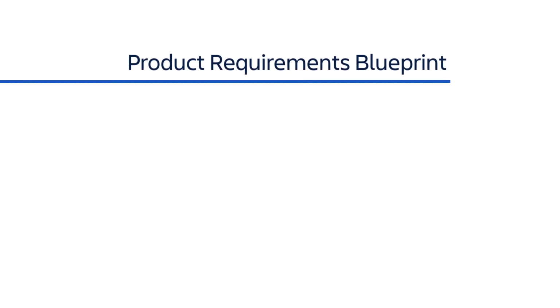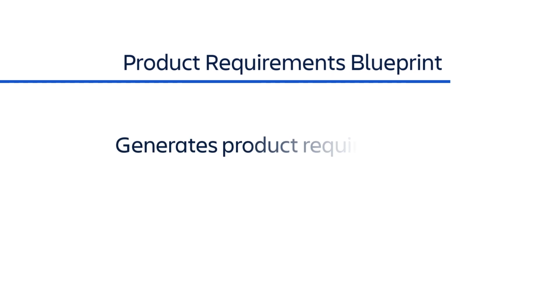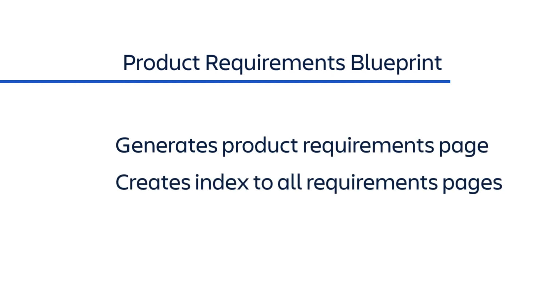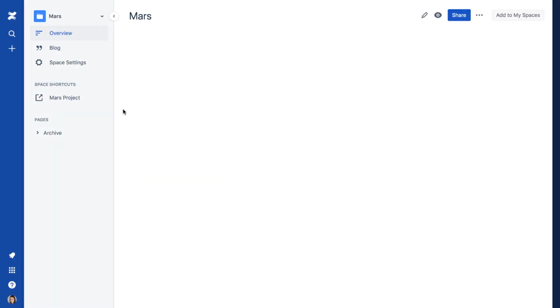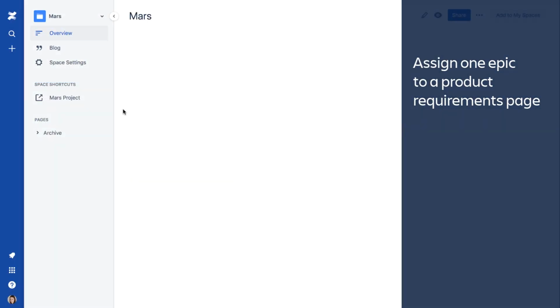The product requirements blueprint in Confluence generates a pre-configured product requirements page and also creates an index page that is updated with metadata from all requirements pages in the space. Your team may or may not use the product requirements blueprint, and how you use it is up to you. In this video, we'll use the blueprint to assign one epic per product requirements page.